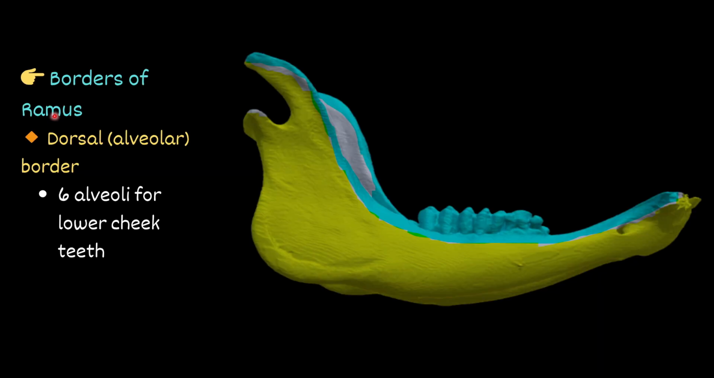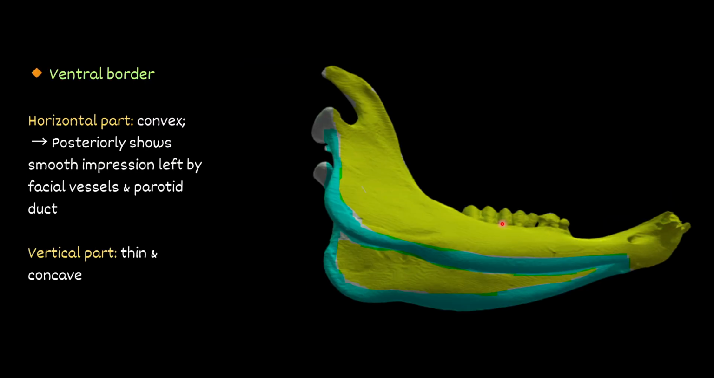Then the borders of the ramus. Dorsal or alveolar border. In this border you will find 6 alveoli or sockets for the lower cheek teeth. You can see, here you will find 6 sockets or alveoli for the lower cheek teeth. Ventral border. So this is the ventral border of the horizontal part and the ventral border of the vertical part.